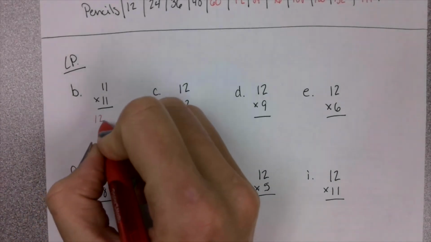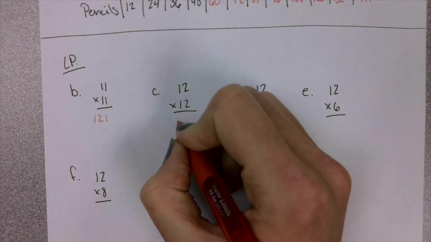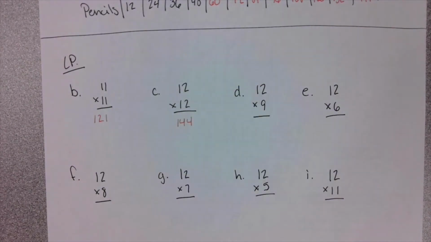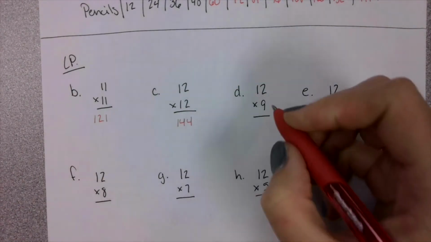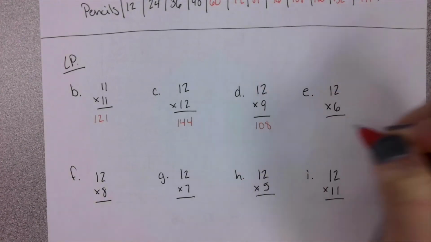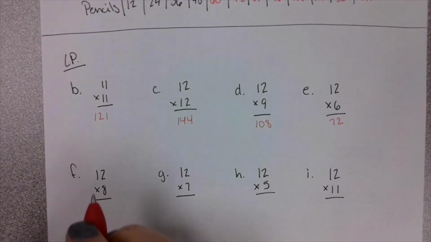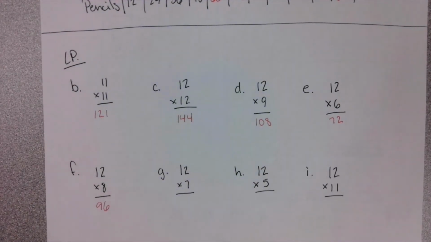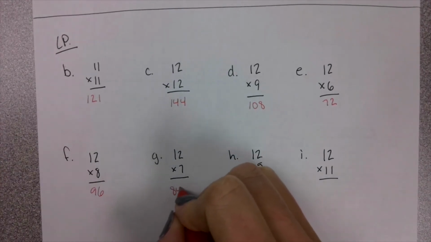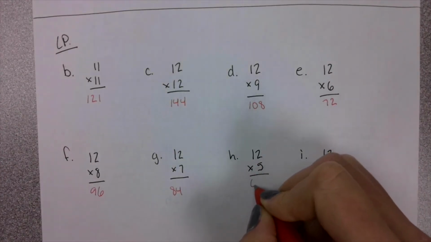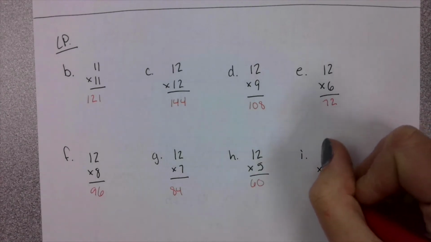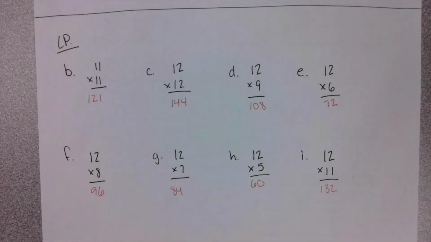11 times 11, you should have got 121. 12 times 12, you should have got 144. 12 times 9, you should have gotten 108. 12 times 6, 72. 12 times 8 is 96. 12 times 7 is 84. 12 times 5 is 60. And 12 times 11 is 132. All right? Excellent. Go ahead and get out your written practice, and we'll go over a couple of those problems together.